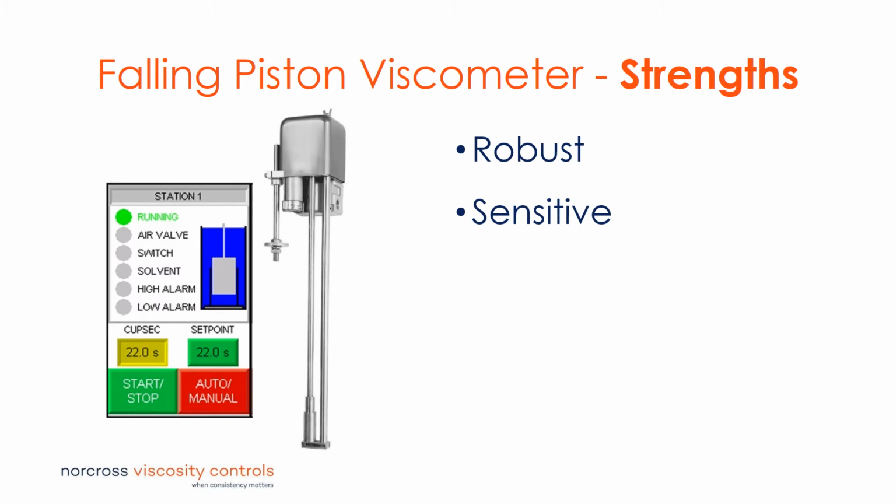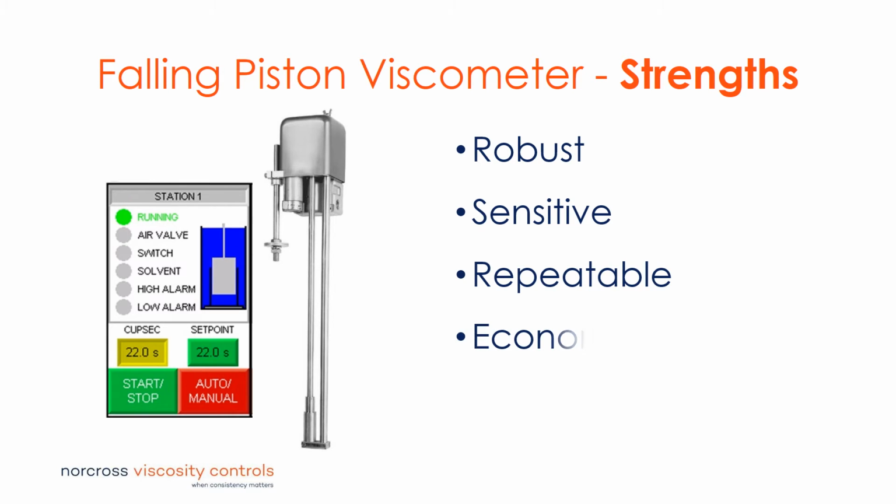It's sensitive. The falling piston viscometer detects small changes in viscosity and is excellent for processes requiring very sensitive readings, like printing inks. They're repeatable. The design allows the falling piston viscometer to measure with minimal variation. Not much in a manufacturing environment disturbs either its function or its readings.